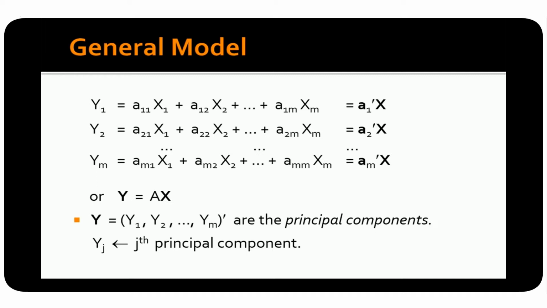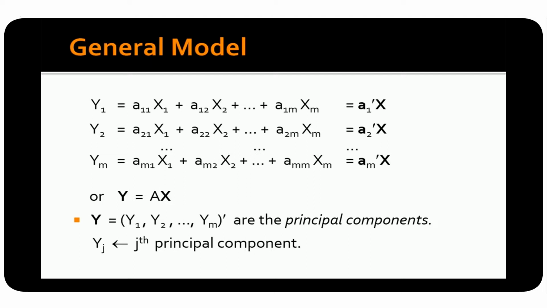We can have another transformation, y 2 is equal to a 2 1 x 1 plus a 2 m x m, etc., or in general a 2 prime x. And similarly, given x having m variables, we can have m variables for y, which are y 1, y 2, y m. In short, we will write this as the y vector is equal to the coefficient matrix A into the x vector. The coefficient matrix A is composed of a i j's, of course. In this case, y 1, y 2, y m are referred to as the principal components, and y j is the jth principal component.